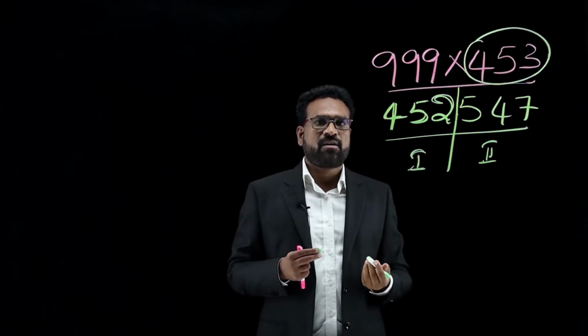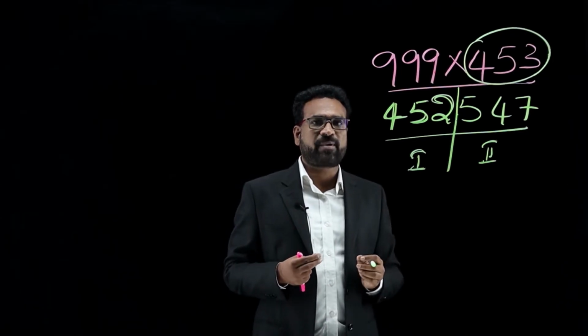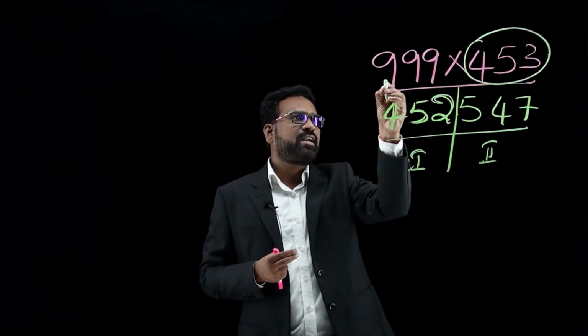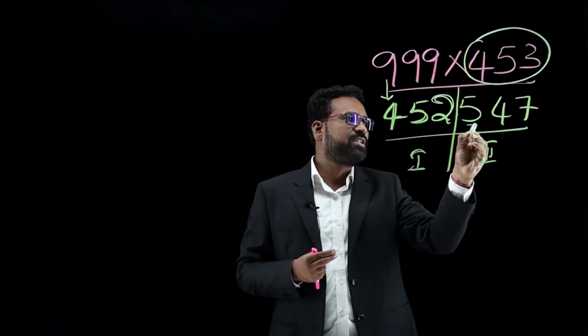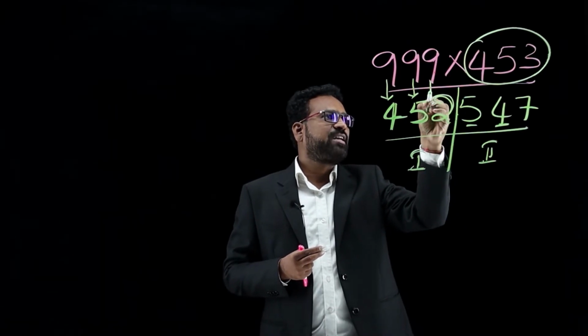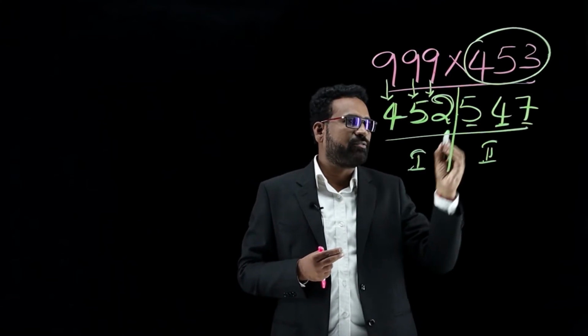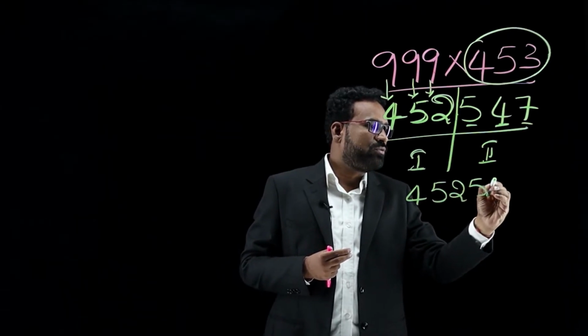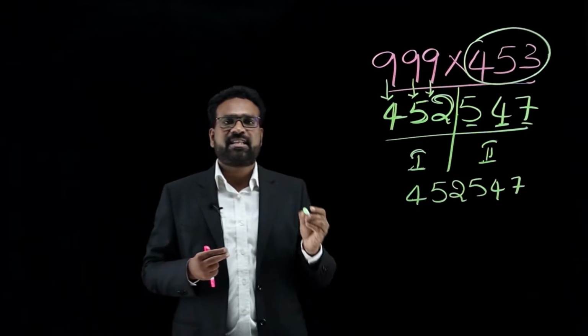And for second part, what we have to do is, we have to subtract each and every digit of this first part from 9. What is 9 minus 4? 9 minus 4 is 5. And what is 9 minus 5? 9 minus 5 is 4. And what is 9 minus 2? 9 minus 2 is 7. So, our answer is 452 547. Let's take one more example.